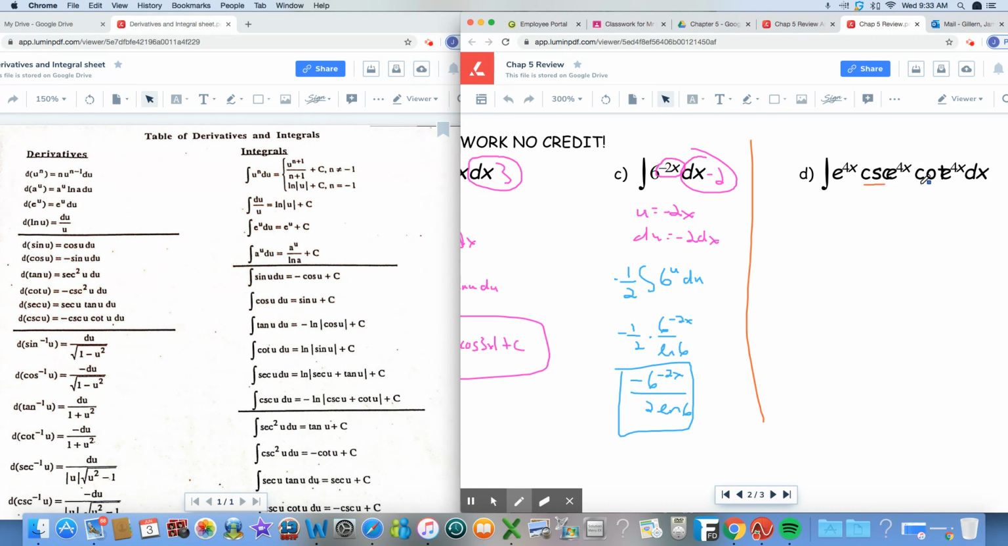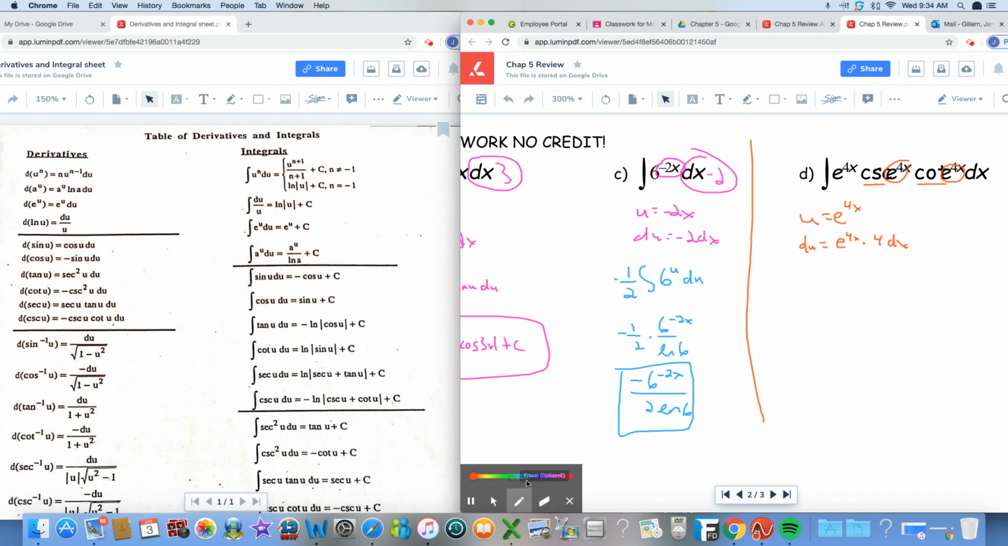I have a cosecant and cotangent, but they're raised to the same power. So I take whatever is after them as my u. So my u would be e to the 4x. I then take the derivative of that. All right, how do I take the derivative of e to the 4x? Well, the derivative is right here, e to the u du. So it's e to the 4x times the derivative of u, which is 4.